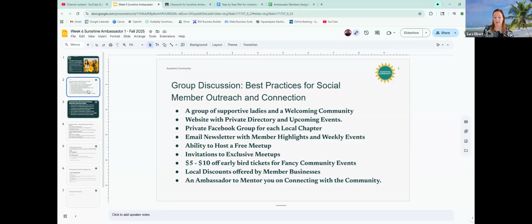Invitations to exclusive meetups, which is the ones being hosted by the members, right? Our ambassadors have committed to one for each month in the ambassador program. So just one this month and one next month. And then $5 to $10 off early bird tickets for community events, if there is that offer. And then local discounts offered by member businesses. And that's growing and it will become a little more formalized. But when you go into the directory, you can put discount and all the businesses pop up with their discount in the directory. And then the ambassador mentor, and that's you guys.